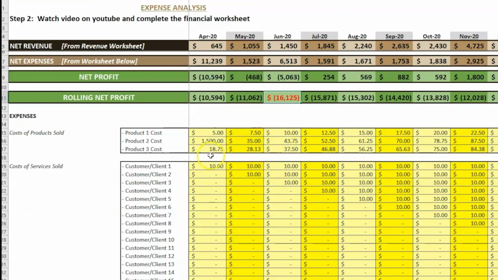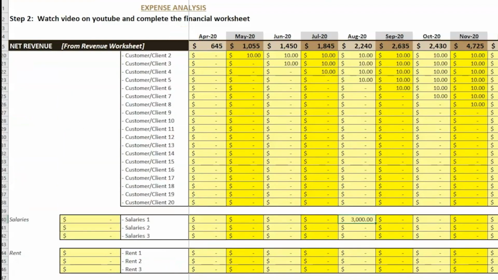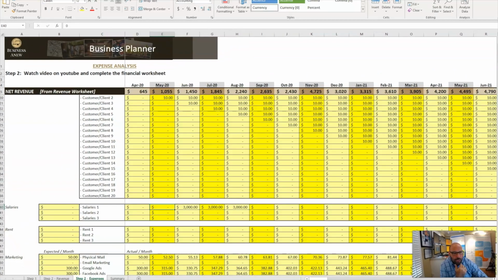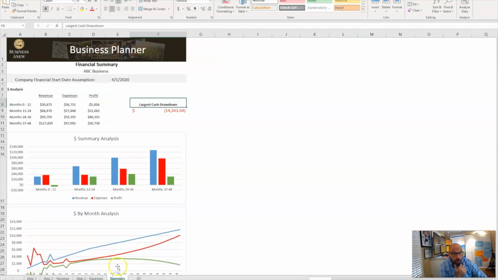And why do people do a lot of this stuff? It makes me feel good to have $1,500 in inventory. Well, it makes me feel good to not have $16,000 in debt. And so be smart, be conservative. I'm going to back out those changes before I just totally mess this spreadsheet up. And it's going to roll out here to the summary, right? The largest cash drawdown. And so this gets us started.